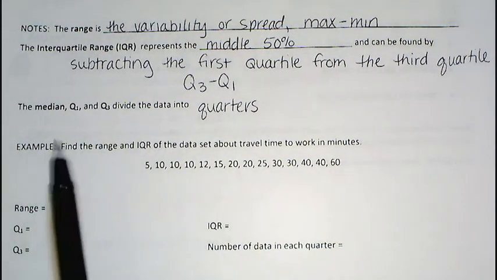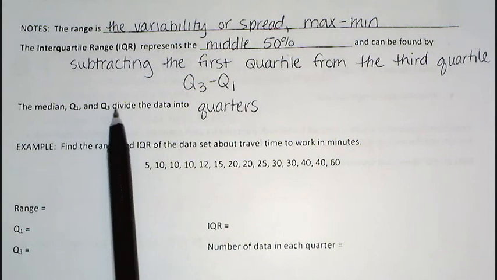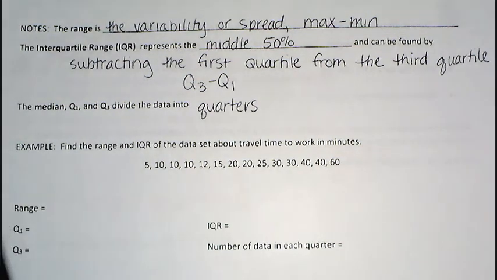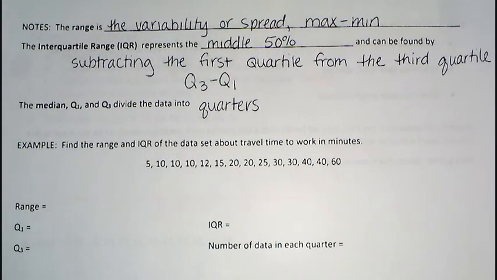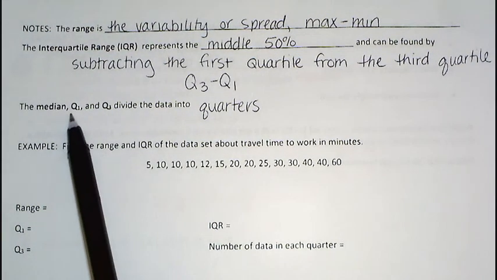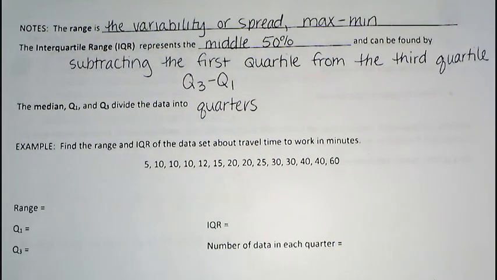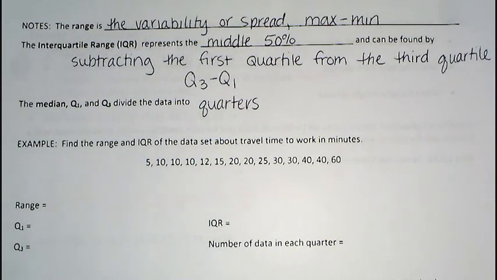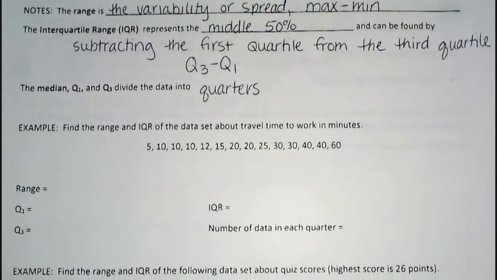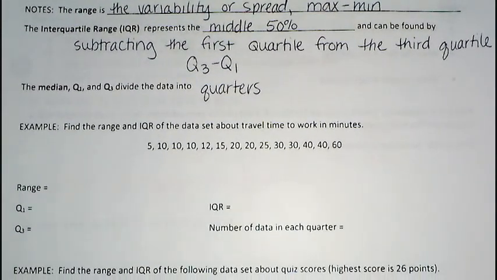The median, Q1 for first quartile, and Q3, our third quartile, are dividing our data into quarters. So the median splits it up right in the middle. Q1 is essentially the median of the lower half of the data, and Q3 is the median of the upper half of the data. So for our first example, it says find the range and IQR of the data set about travel time to work in minutes.